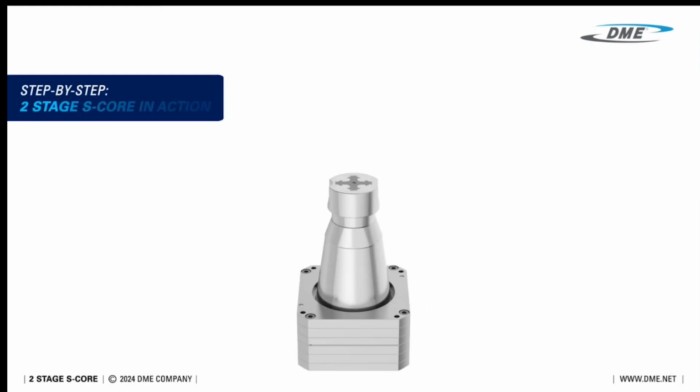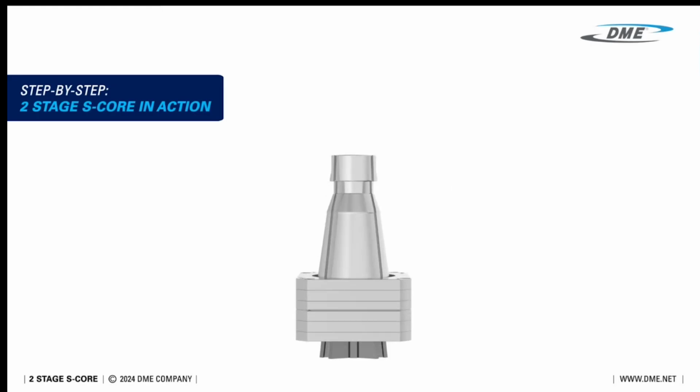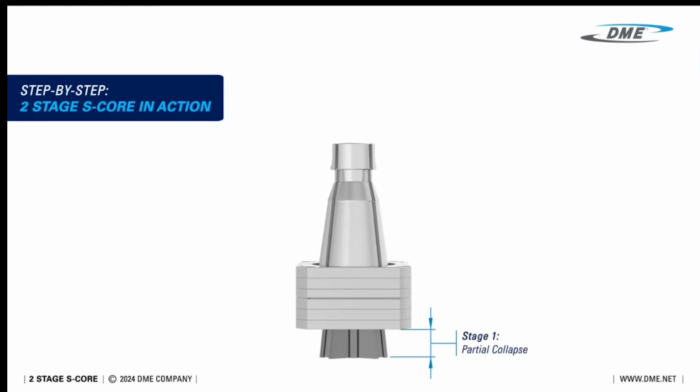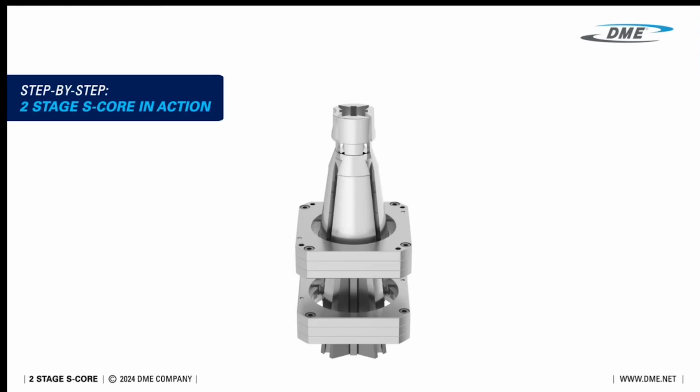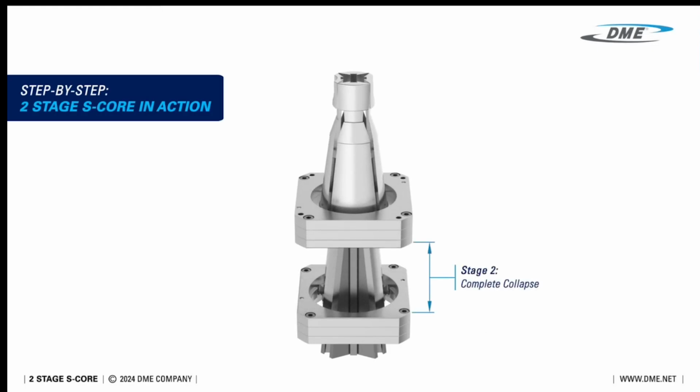Let's break down how the two-stage S-core operates. In the first stage, the core begins its partial collapse, releasing the primary section of the undercut. Next, in the second stage, the core completes its full collapse, allowing for the complete release of larger and deeper undercuts.